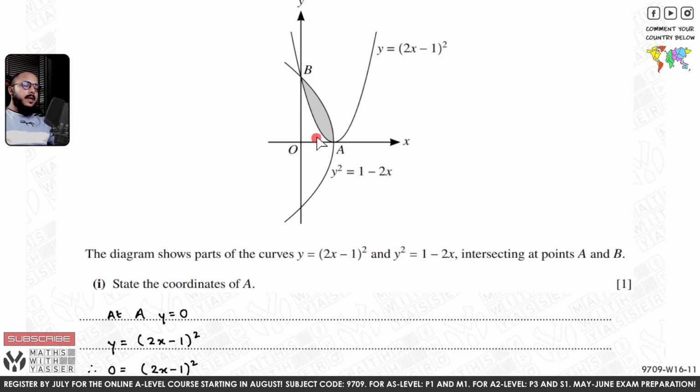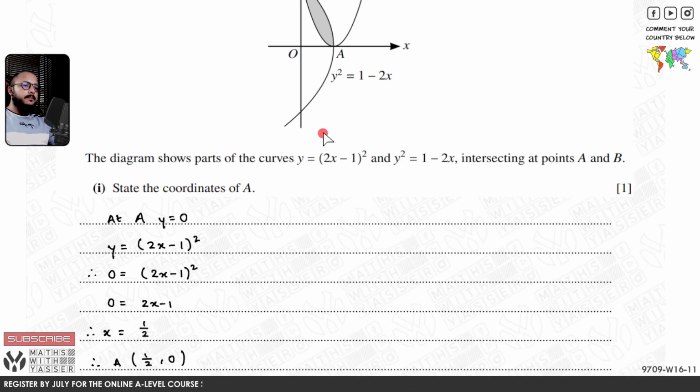So later what we can do, we can find the area between this curve, which is y equals (2x minus 1) whole square, and that will give us the area between this curve and the x-axis, which is just this white region. So we can take away this area from the whole area which lies under this curve. Then we will be left with the area of the shaded region.